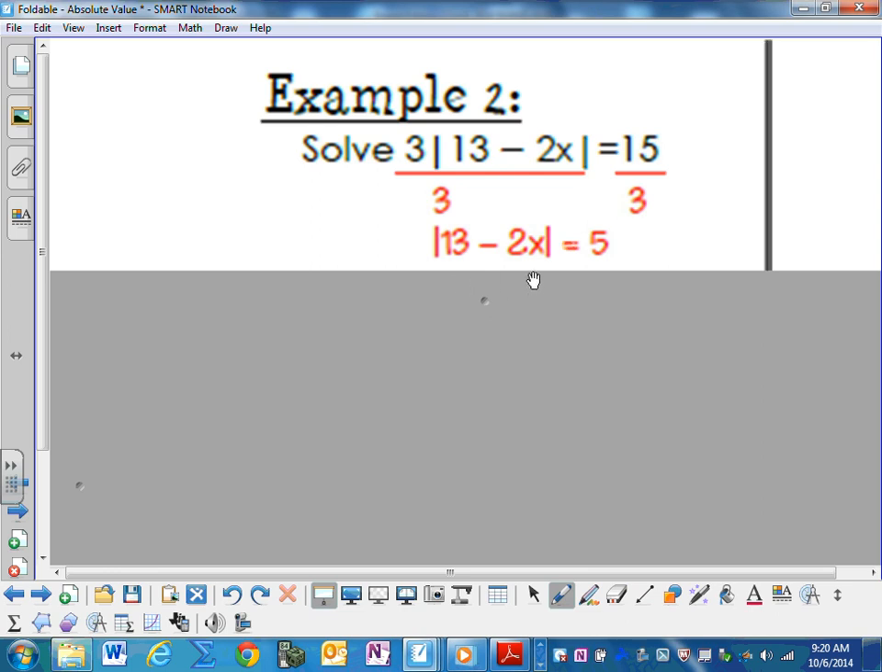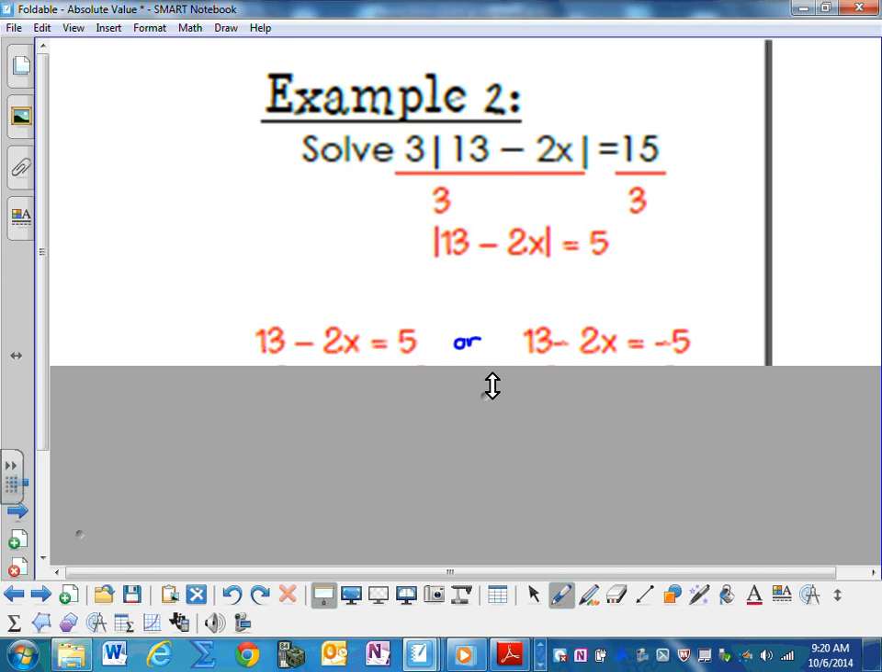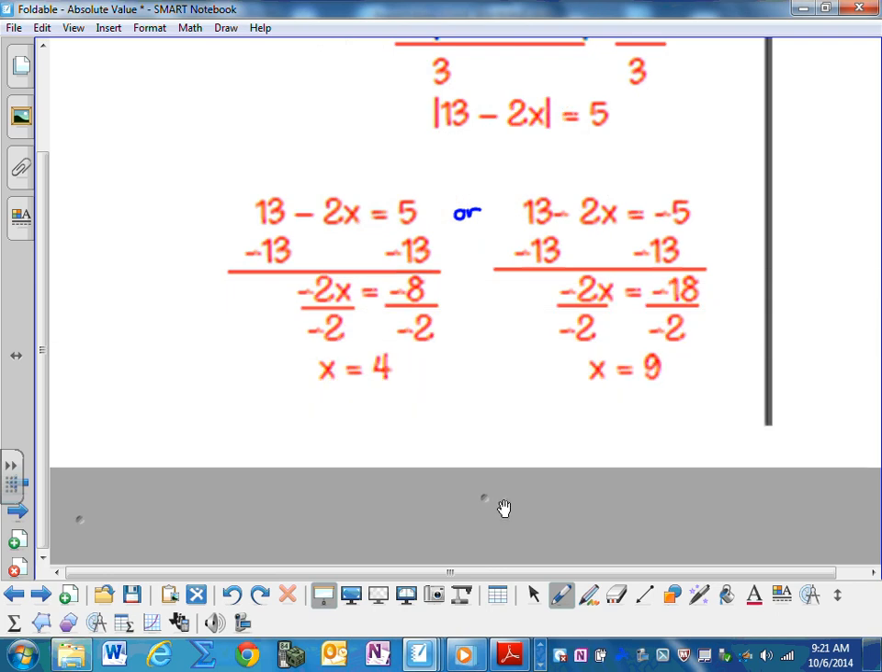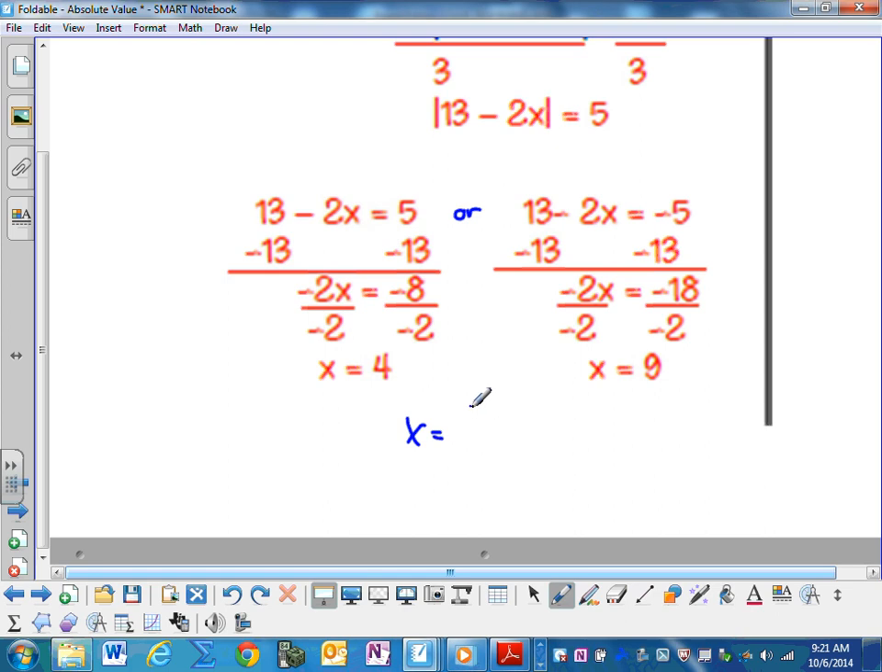Now that the absolute value is isolated, we can remove these absolute value bars and write two equations, because the value inside here could be 5 or negative 5. So 13 minus 2x equals 5, or 13 minus 2x equals negative 5. So our solution, we could write in set notation, in roster notation we call it, a curly bracket, x is equal to 4 or 9.